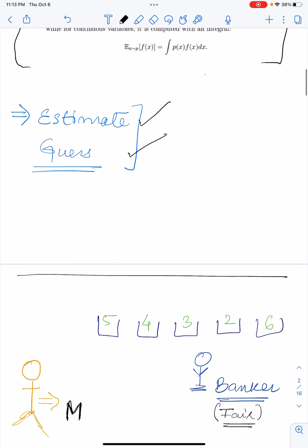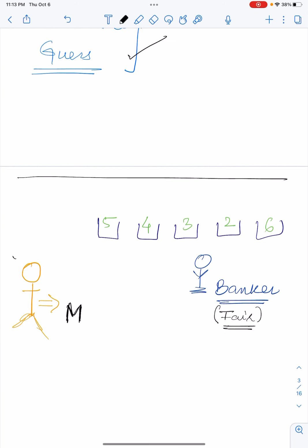What is a random variable? So let's take an example. Imagine that there is a person here, and that person goes to the banker, and the banker has five different boxes with some amount in it, and this capital M is the money that is being assigned to this person by the banker. So what does the banker do? Banker is a fair one. He just randomly selects any of these boxes, and whatever box has been selected, that particular amount is assigned to this capital M, and this is the money that the person takes.